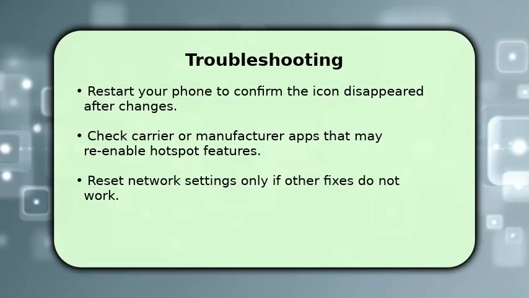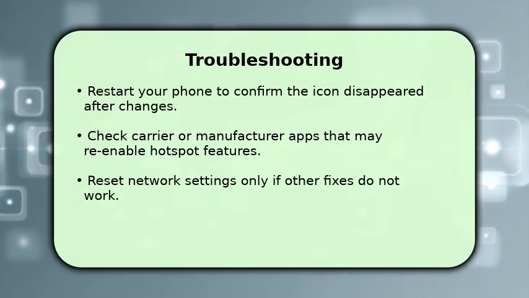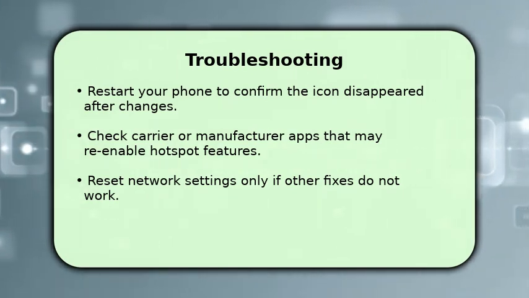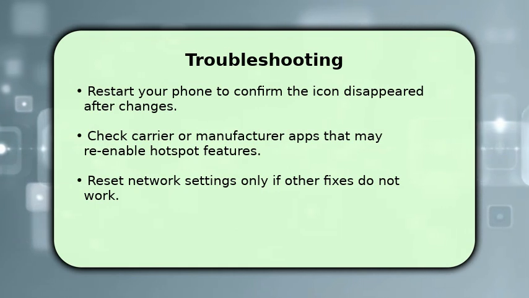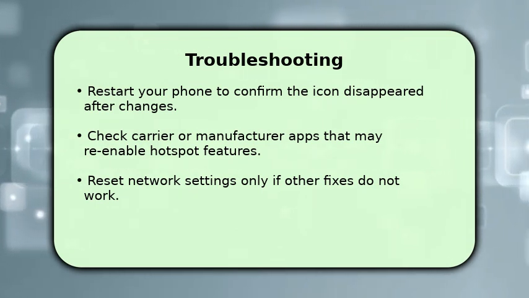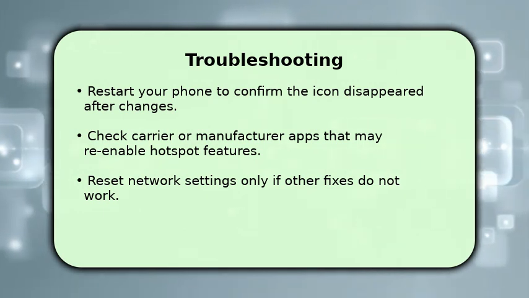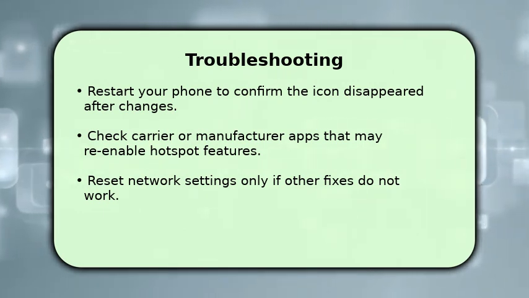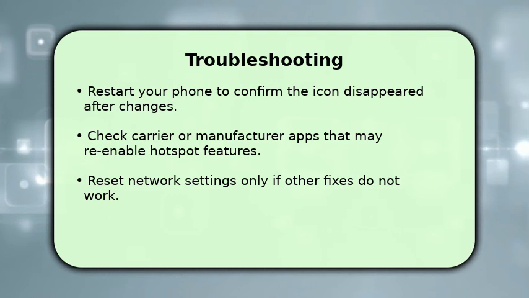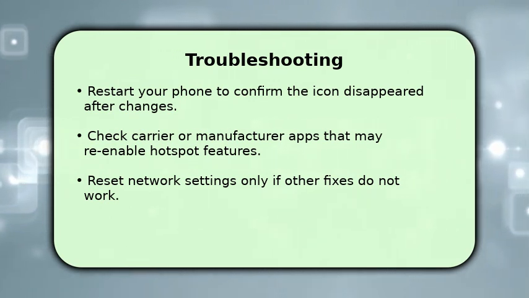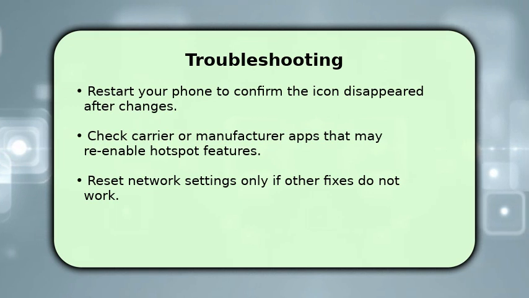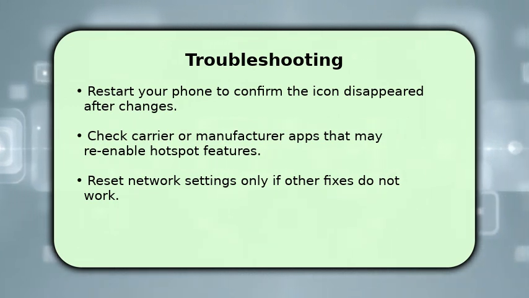When hiding fails, first restart your phone to confirm. Check carrier or manufacturer apps that may re-enable the hotspot icon automatically. Clear the cache for the Settings app, or remove the Quick Settings tile and re-add it. If needed, reset network settings, but back up Wi-Fi passwords first. I'll explain simple checks and quick fixes so you don't lose connectivity while hiding the icon. These steps are safe for most users.